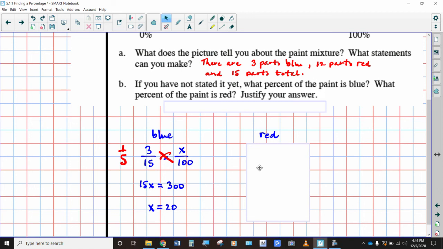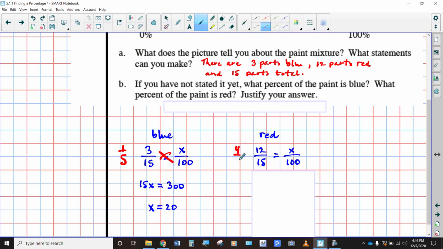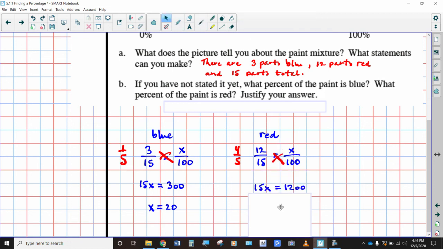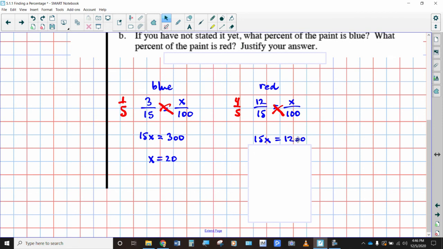Now the red is 12 out of 15. So we're going to set up this as our proportion. And once again, you could simplify this down to 4 over 5 if you wanted to. And 5 times 20 is 100. So 4 times 20 is going to be the rest of it. Or you could do cross multiplication, which would end up giving you this as your equation. And then you would take 1,200 divided by 15. And that's going to give you 80.